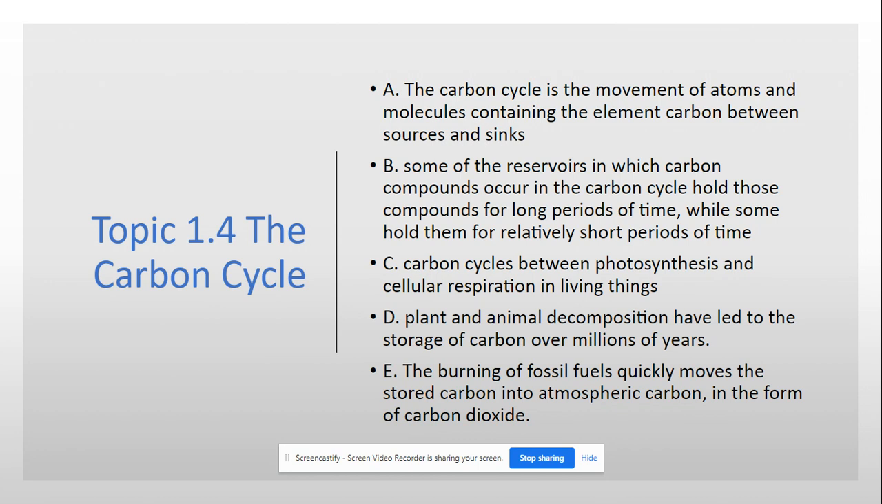Two major fluxes or processes involved in the carbon cycle are photosynthesis as well as cellular respiration, plant and animal decomposition, and the burning of fossil fuels, which we know quickly moves stored carbon found in the ground into atmospheric carbon in the form of CO2.